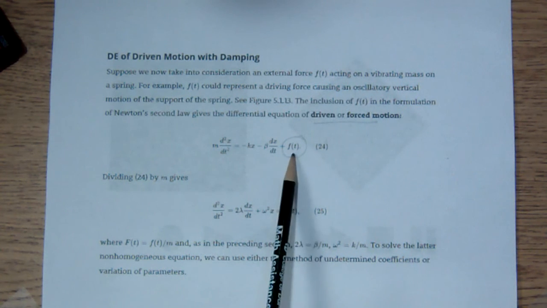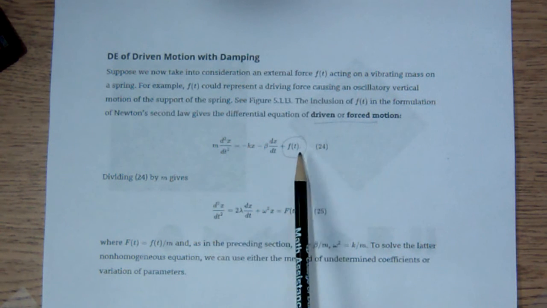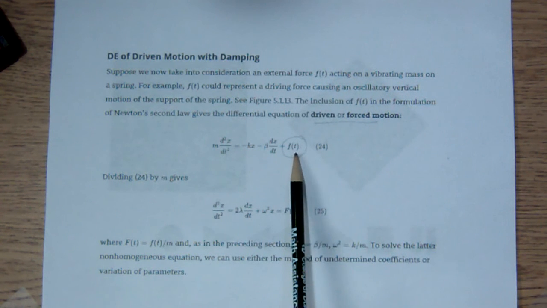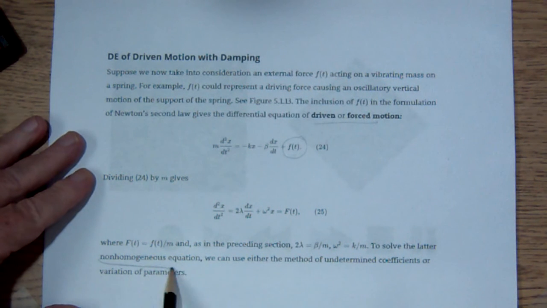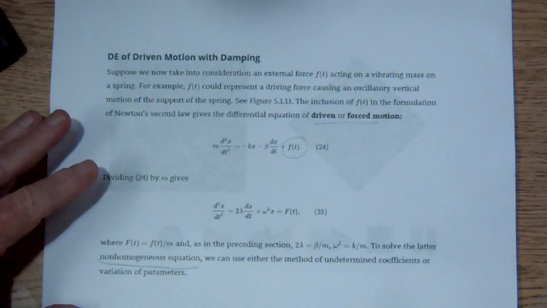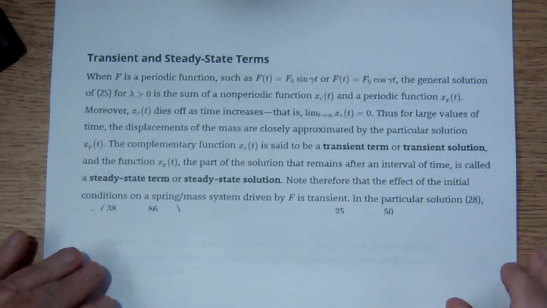So adding that to the differential equation we have, we get a plus lowercase f of t here, and when we divide by the m it becomes a different function. In this case, I'll call it capital F of t. But now what we have is a non-homogeneous equation, and we have to use some of our techniques that we've studied before to solve them.